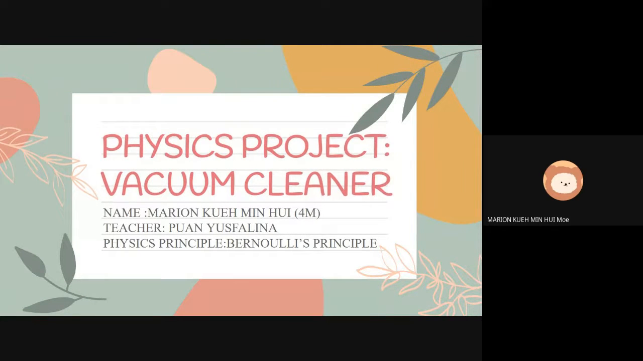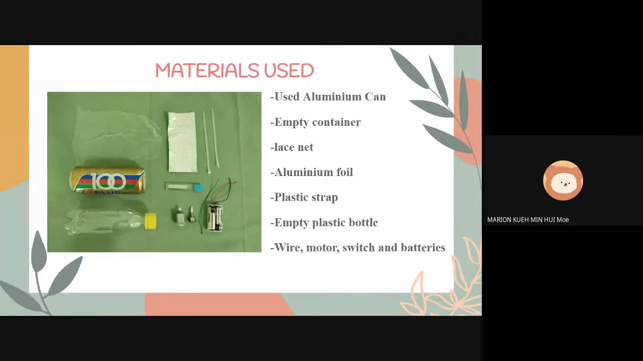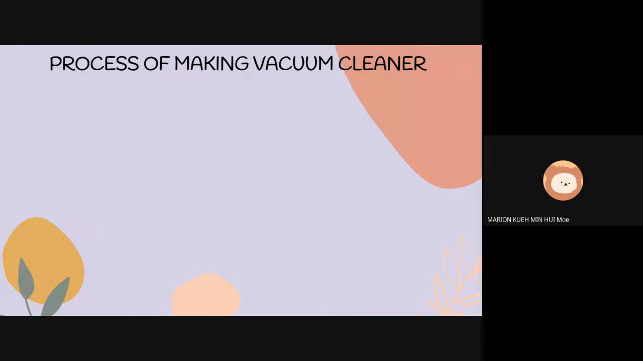A very good afternoon to Puan Yusfalina and my friends. My name is Marian and today I'll present my physics project, which is a vacuum cleaner. The physics principle that I use is Bernoulli's principle. The materials that I use are a used aluminium can, empty container, lace net, aluminium foil, plastic strip, empty plastic bottle, wire, motor, switch, and batteries. So this is my process of making the vacuum cleaner.